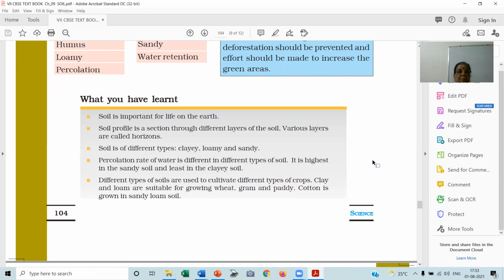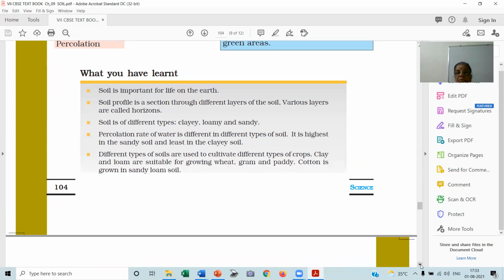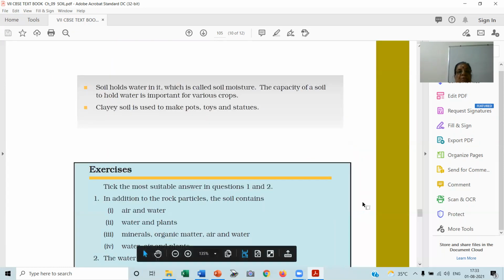This is 2 marks. Different types of soil are used to cultivate different types of crops. Clay and loam are suitable for growing wheat, gram and paddy. Cotton is grown in sandy loam soil. This is 2 marks, so mark it.